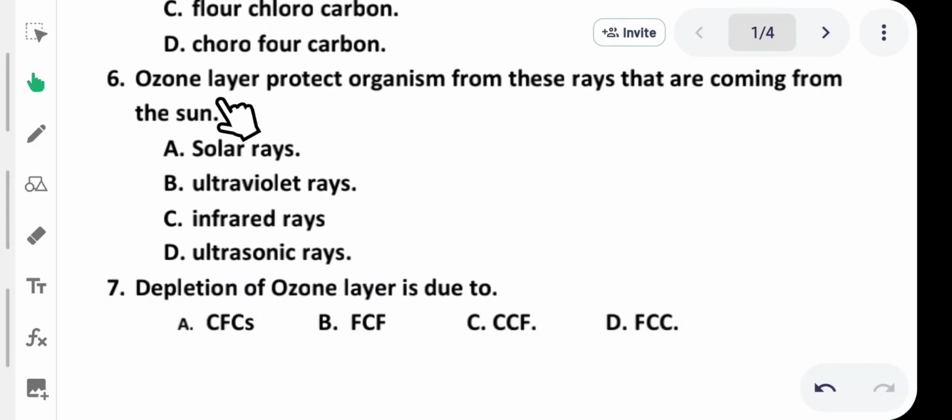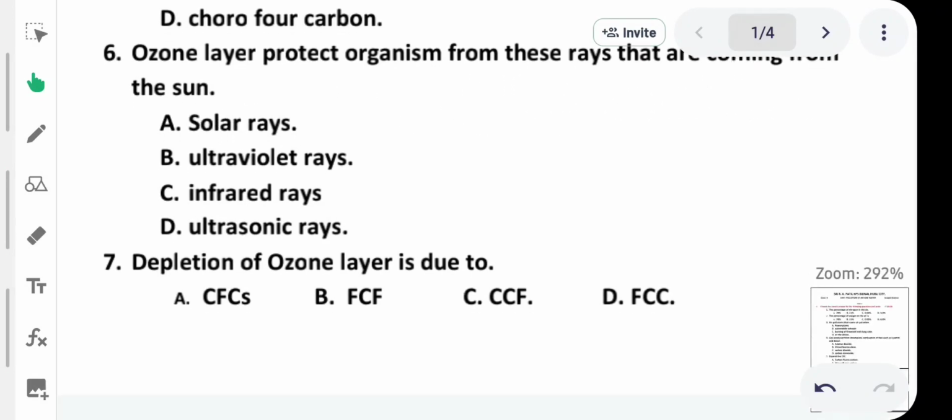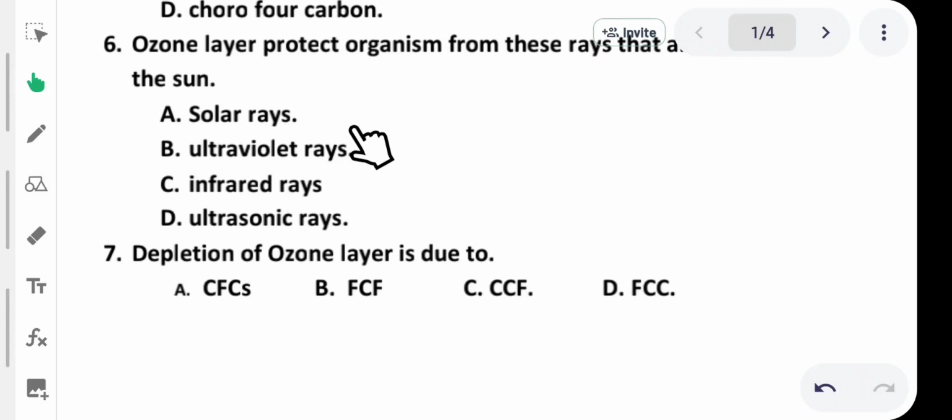Next one: the ozone layer protects organisms from these rays that are coming from the sun. Here: solar rays, ultraviolet rays, infrared rays and ultrasonic rays. Here they will protect us from ultraviolet rays.